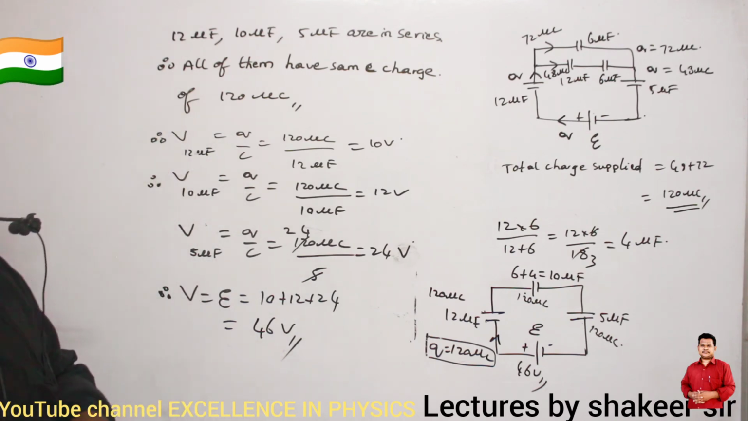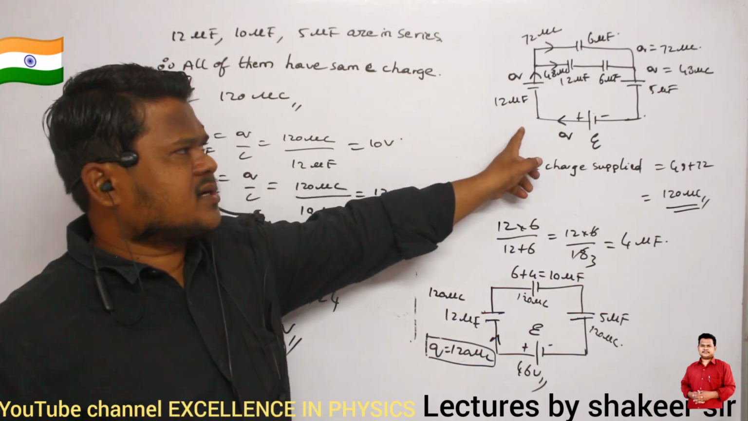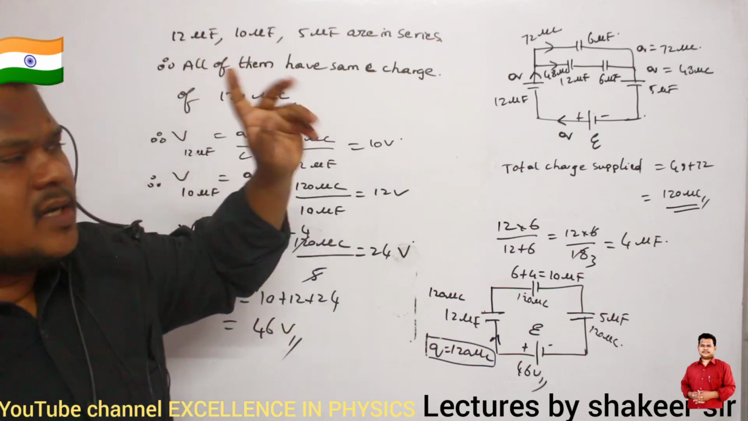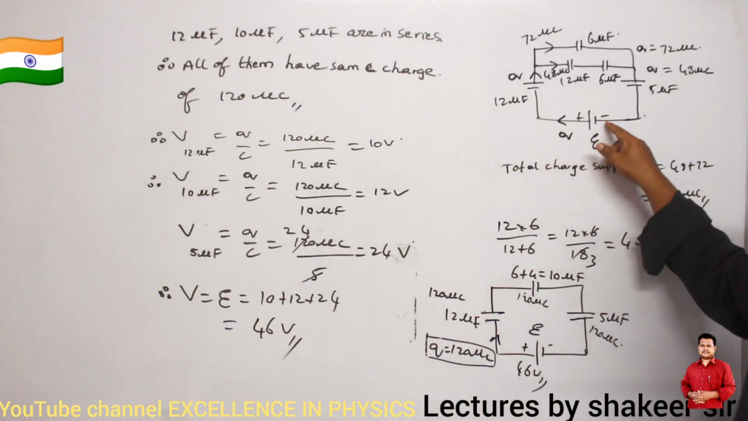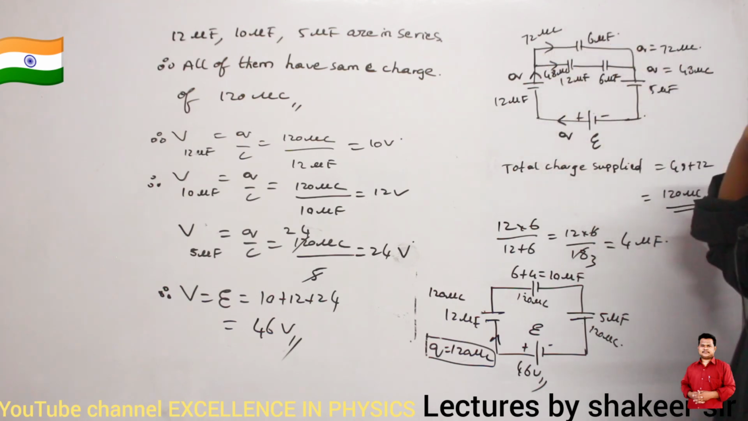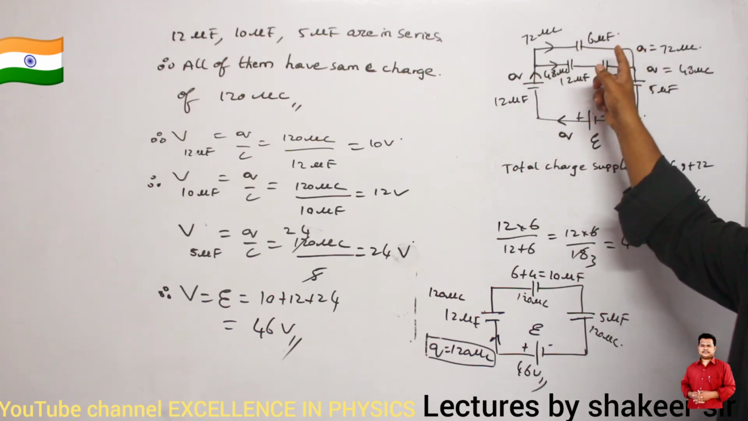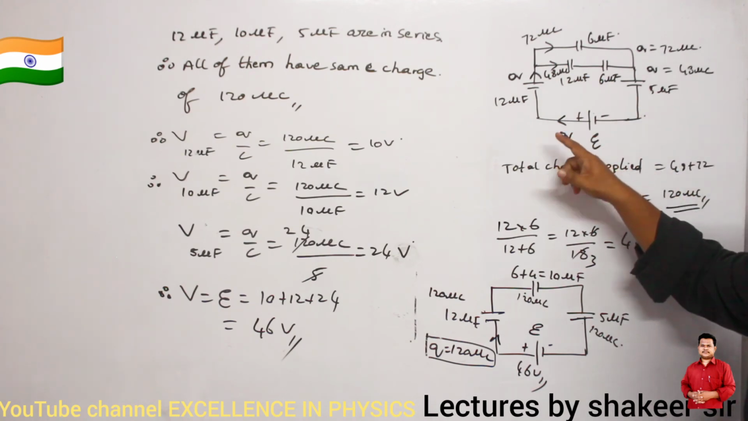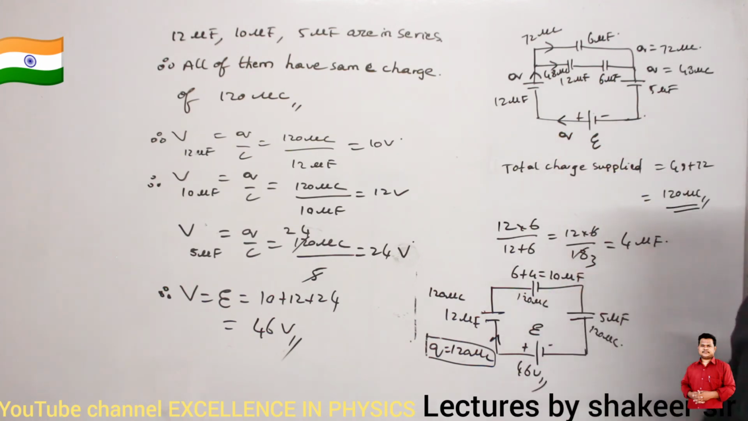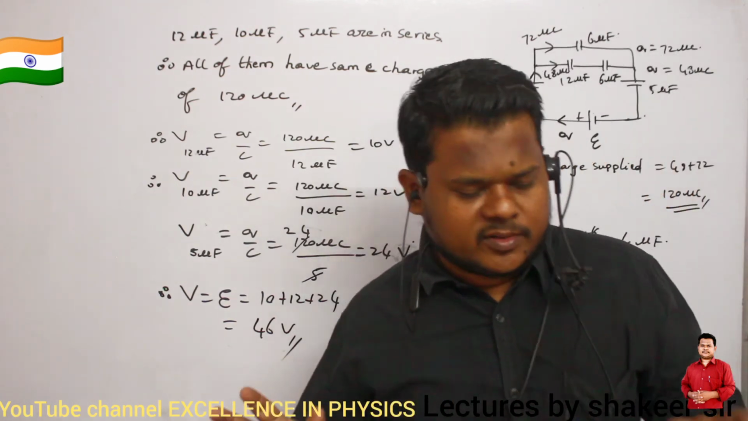Clear? And when capacitors are connected in parallel, then there will be charge distribution. The total charge produced by this battery gets divided into two branches, this one branch and this another branch. So 72 plus 48 is 120 microcoulombs, which is the charge produced by the battery. Clear? In this method we have to do the calculation. Very simple. If you remember the basic properties of charge distribution in capacitors, then you can do the problems.